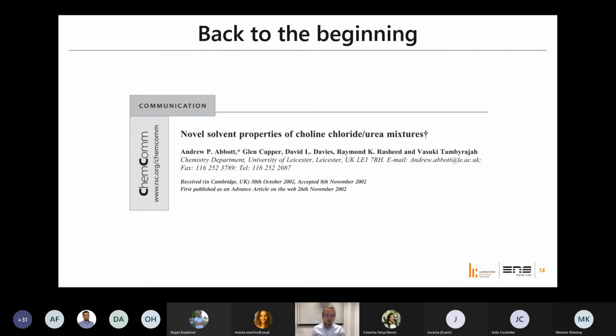So if we go back to where it started, the term deep eutectic solvent, it's this paper, where for the first time deep eutectic solvent was put in publication.